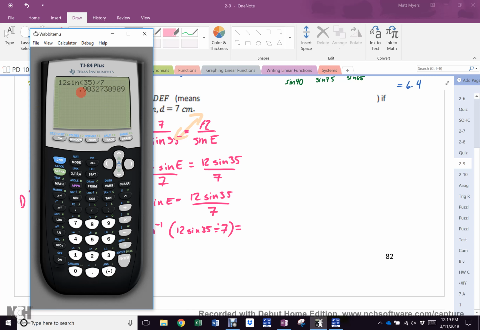That got me the decimal. Yes? And then what do I need to do? Shift sine that. Now you can do it all in one step, but you don't have to. Shift sine of my answer, and I get 80 degrees.